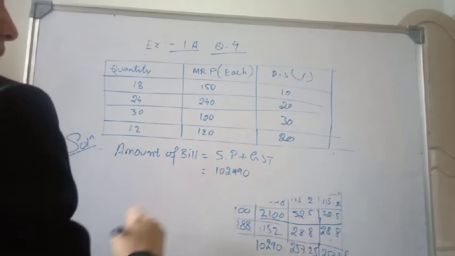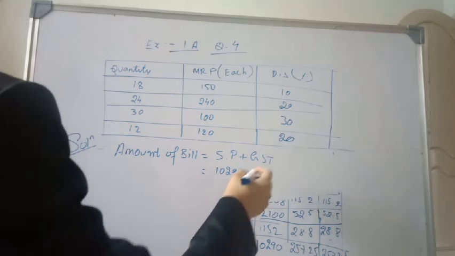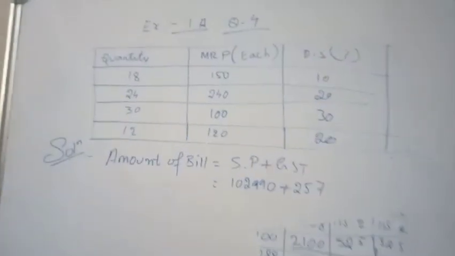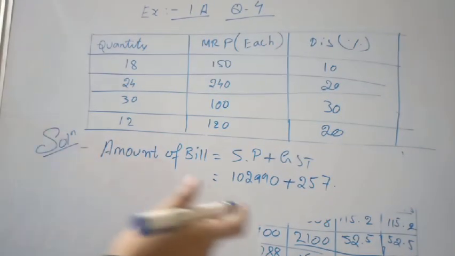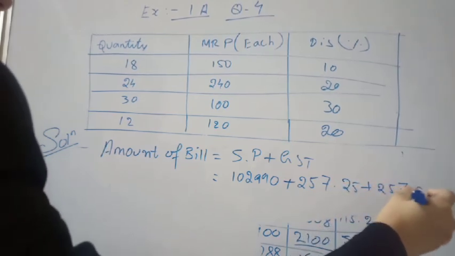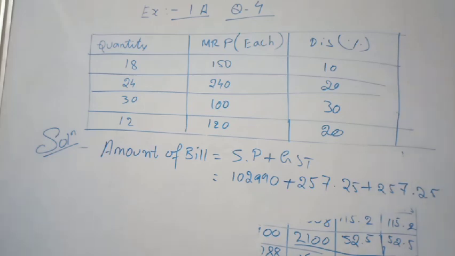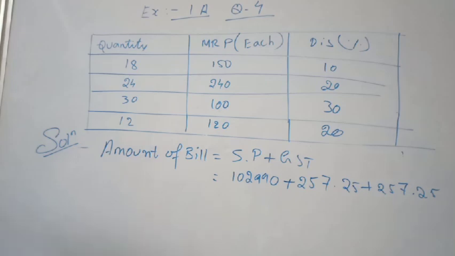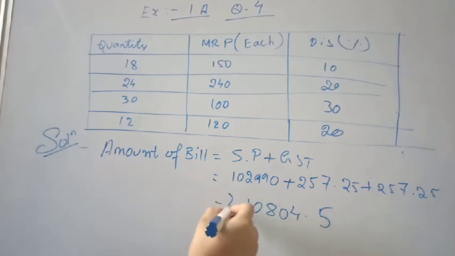So the total of selling price is 10,290 plus GST, that is 257.25 CGST and 257.25 SGST, which is equal to 10,804 rupees 50 paisa. So the total billing amount including GST is 10,804 rupees 50 paisa.